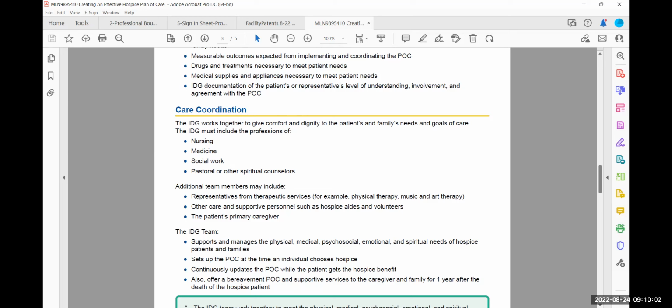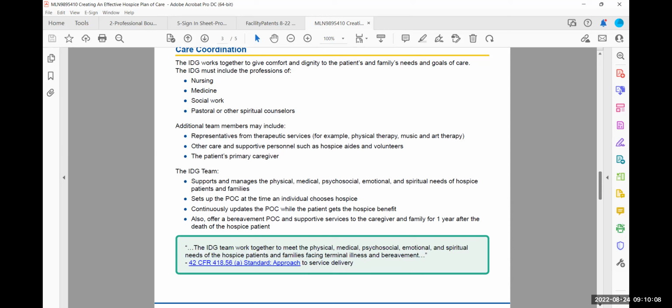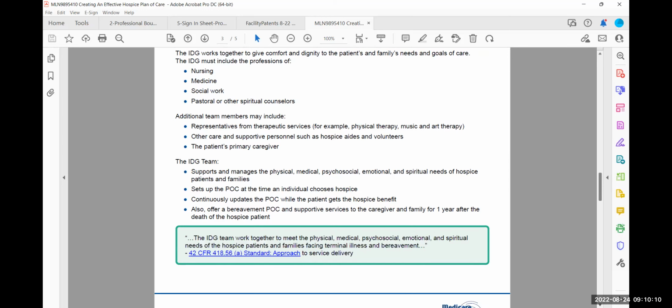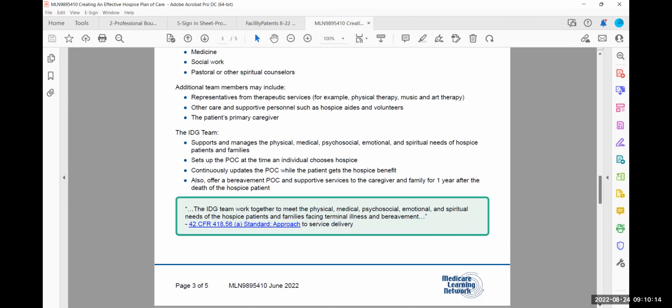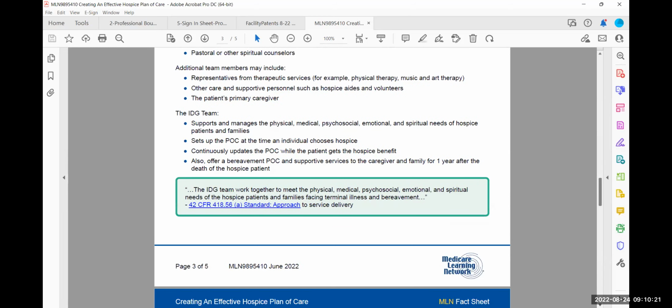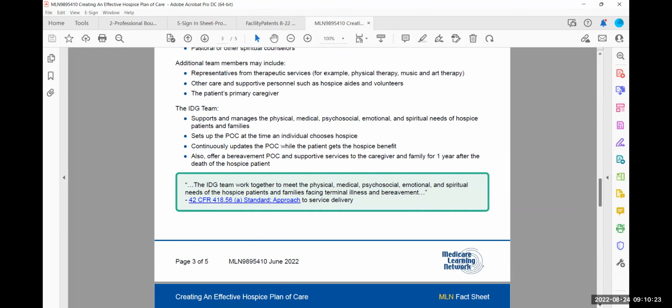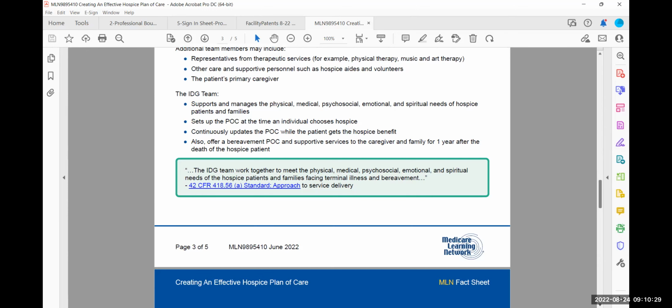And so what does the IDG team do? Well, we support and manage the physical, medical, psychosocial, emotional, and spiritual needs of the hospice patients and families, set up the plan of care at the time they choose hospice. The plan of care should be getting updated at least every 15 days, right? And then bereavement and supportive services we're supposed to be providing for 1 year after the patient passes, okay? And that's in the standard.